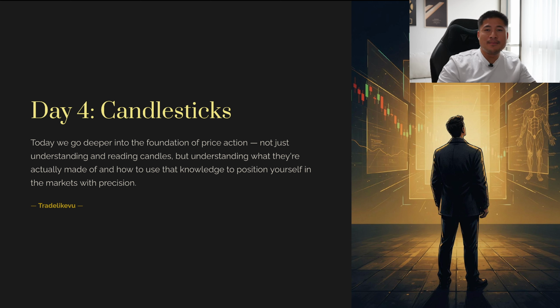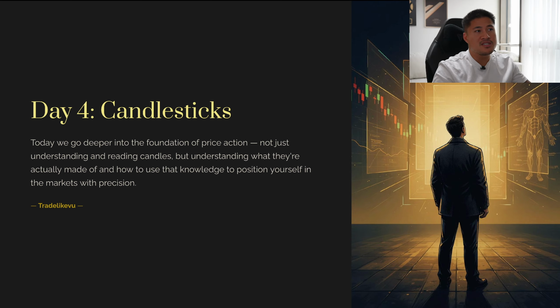Welcome to day number 4 of the free TradeLikeVu bootcamp, where we're going to talk about candlesticks. Today we will go deeper into the foundation of price action, not just understanding and reading candles, but understanding what they're actually made of and how to use that knowledge to position yourself in the markets with precision.